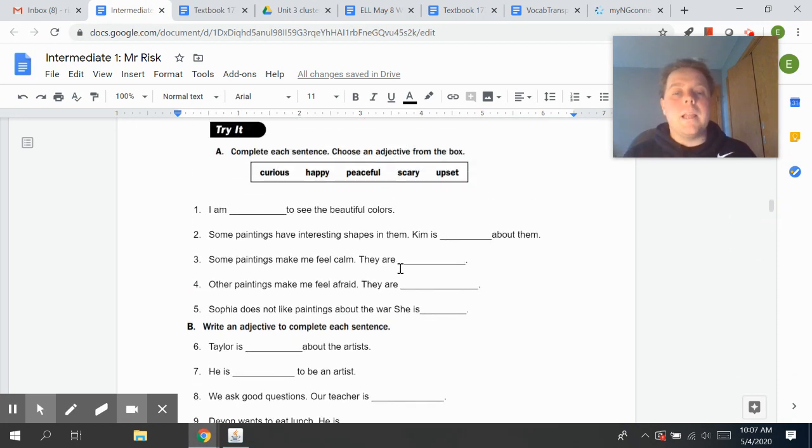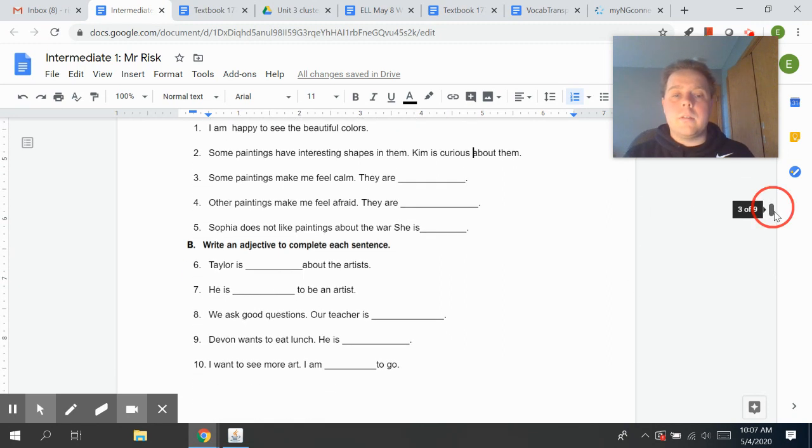I am blank to see the beautiful colors. So curious, happy, peaceful, scary, upset. I'm going to put happy. I am happy to see the beautiful colors. Now, if we get further down the road and happy works better somewhere else, then we can switch it, right? Some paintings have interesting shapes in them. Kim is curious. She wants to see what they're like. She's curious about them. Then go ahead and try to do the rest of these on your own.